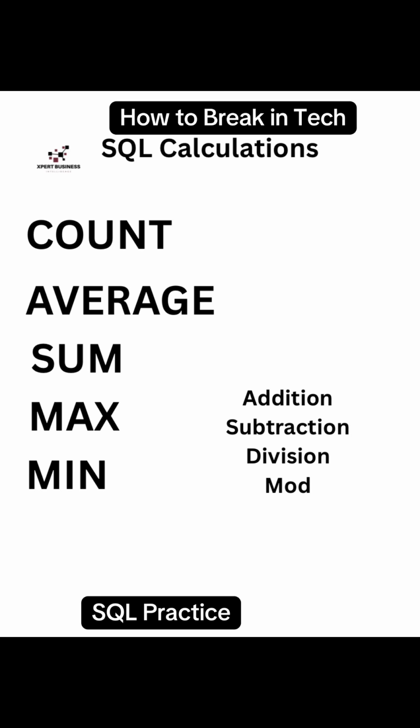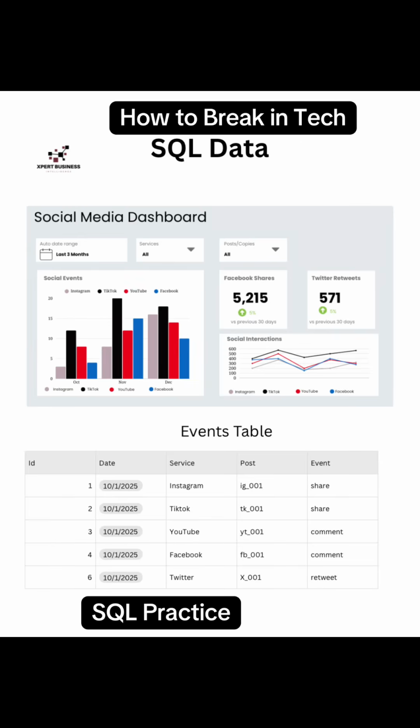Some calculations you're going to be using are count, average, sum, max, min, and then of course you have your addition, subtraction, division, and modulo. Now that we covered some of the basics, let's actually get into this code walkthrough.